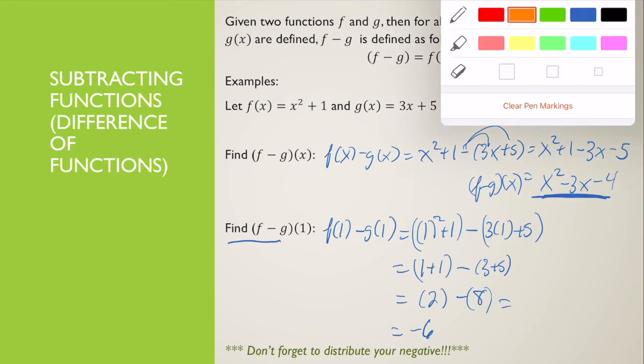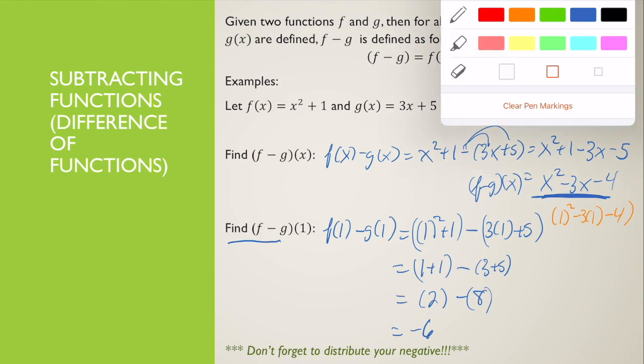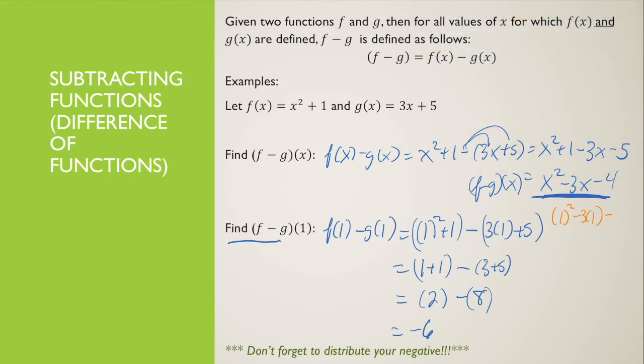Now, what if I was to plug that into the equation I found? I'd have 1 squared minus 3 times 1 minus 4, again with the extra parentheses. They don't hurt, but they're not necessary. So I'd have 1 minus 3 minus 4, which is also negative 6. We get the same answer.